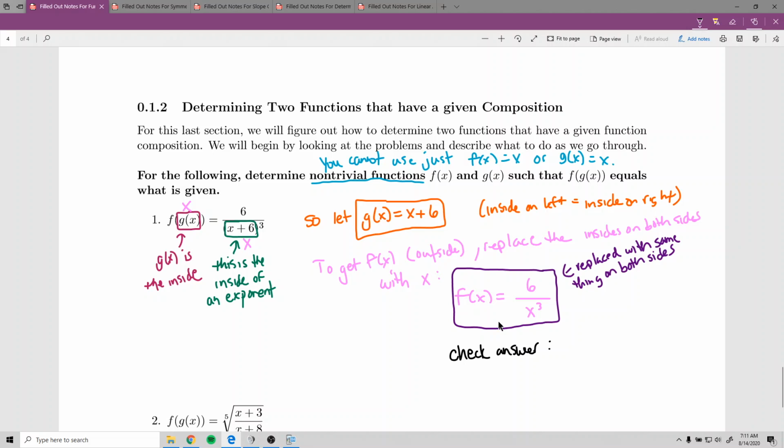But if you take the f of x and g of x we got, f of g of x, we chose the inside g of x to be x plus 6. And if we plug that in, then f of x plus 6, we replace x in f of x with x plus 6, and we get 6 over x plus 6 cubed, which is exactly what it needs to be. So this is correct.